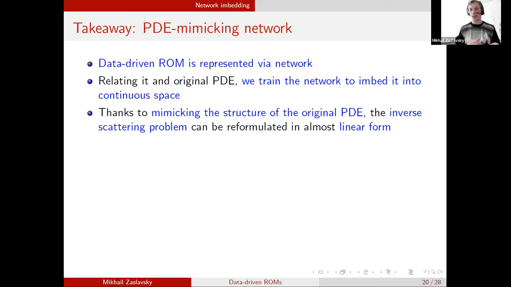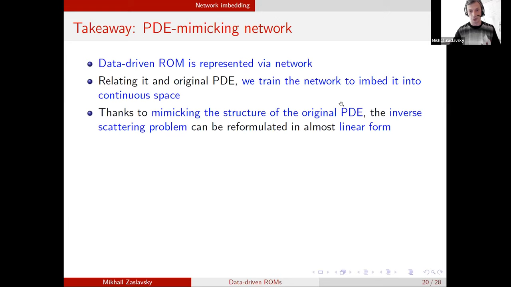And thanks to mimicking the structure of the original PDE, the inverse scattering problem, we can actually reformulate it in the almost linear regime. Why? Loosely speaking, since we directly from the data infer the medium parameters sigma i and sigma i hat, we already are working in the same space of medium parameters. If we perform optimization in the coordinates of the medium parameters obtained from the reduced order model, the problem becomes almost linear, because we perform optimization precisely in the same space. We remove nonlinearity by using that map.